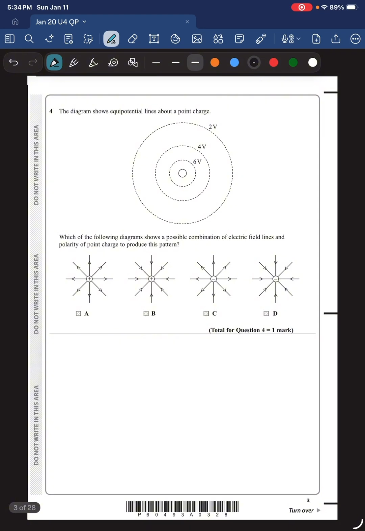Moving on to question 4. The diagram shows equipotential lines about a point charge. Which of the following diagrams shows a possible combination of electric field lines and polarity of point charge to produce this pattern? First of all, the voltage is positive, therefore it's a positive charge. C and D are obviously wrong. B shows a positive charge with the electric field lines going inwards, which is wrong. So the correct answer is A.